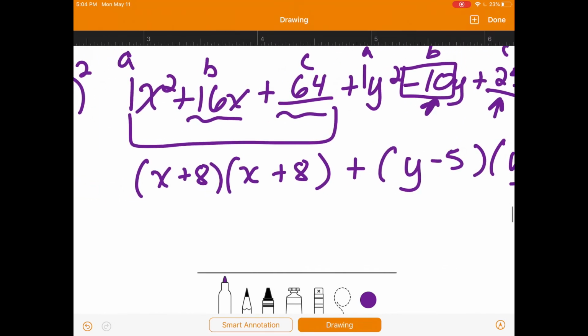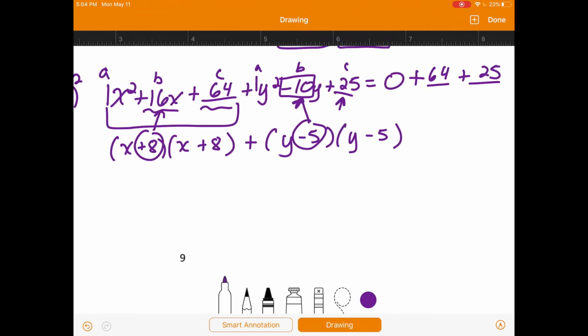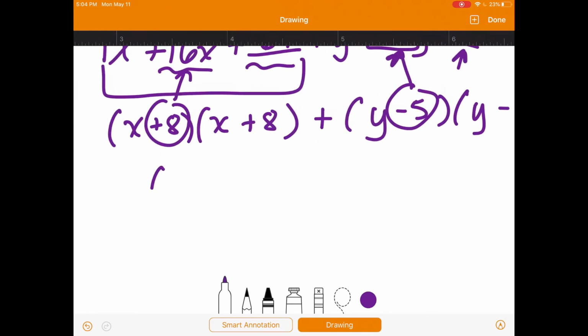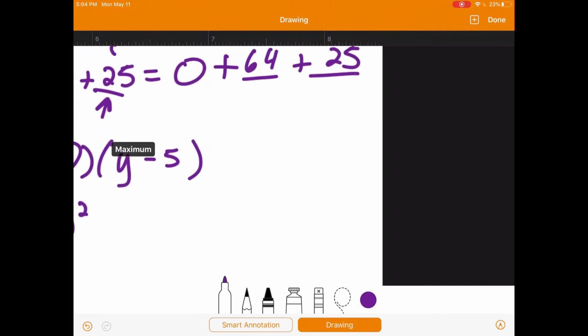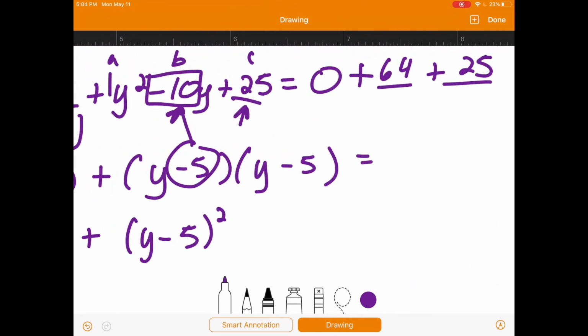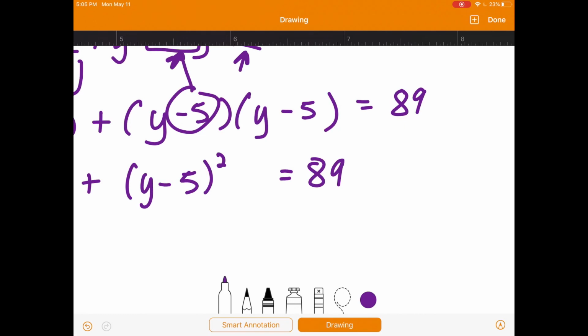Like I was saying before, what's always going to happen with these is this number is going to be half of that number. And you can see that's true here as well. And these two are always going to be the same in these cases. When you're completing the square, your final answer is always going to be something squared plus something squared. And if we look at the other side of our equal sign, we've got 0 plus 64 plus 25 from our blanks, and that's going to give us 89. And we're going to continue that down here.